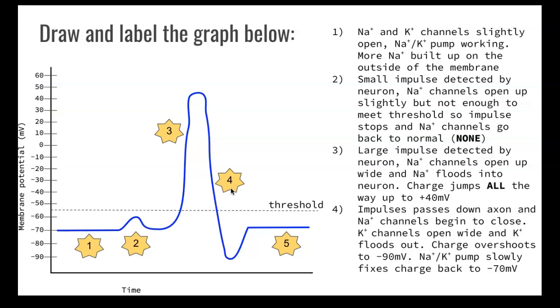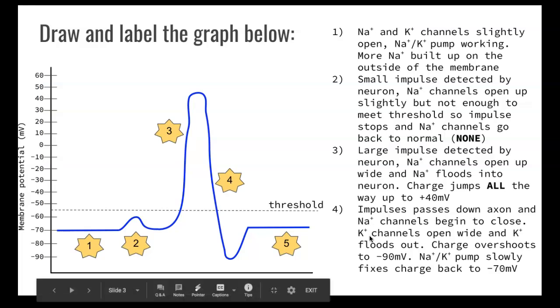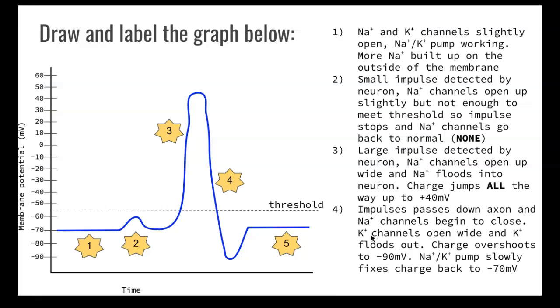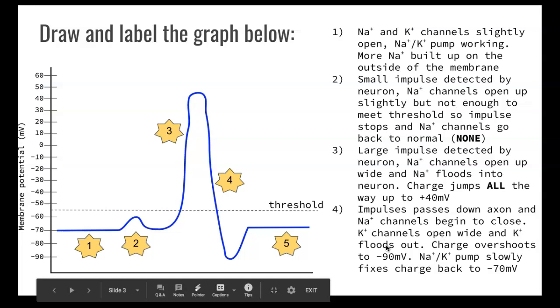We don't want to always be in an action potential because then we would be getting tremors and stuff like that. So in order to go back to normal, we have to change the way that our membrane proteins look. First we're going to close the channels for sodium. We're going to open the channels for potassium. And when those potassium channels open wide, potassium floods out because it's all built up on the inside. That's going to overshoot our millivoltage at -90.